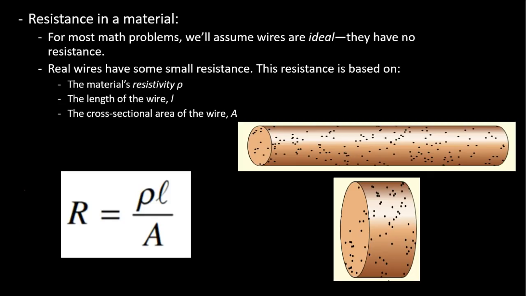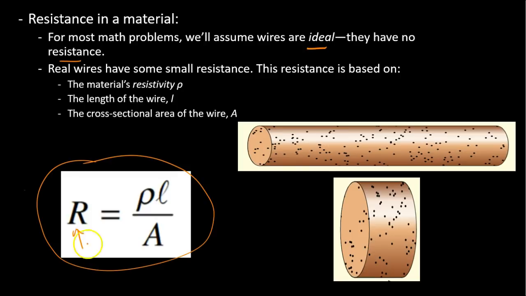Okay. Now we're on our second to last slide. For a material, we're mostly going to use this by looking at wires, but this is actually true in most material. For a wire, we usually assume that they're ideal, that there's no resistance. But in real life, wires and all material have some amount of resistance. And that resistance is based on three things. And this equation is also on the AP Physics 1 equation sheet. Here I have R for resistance.